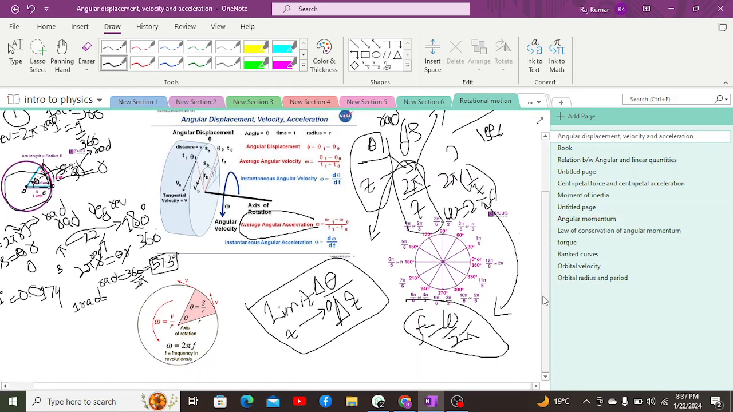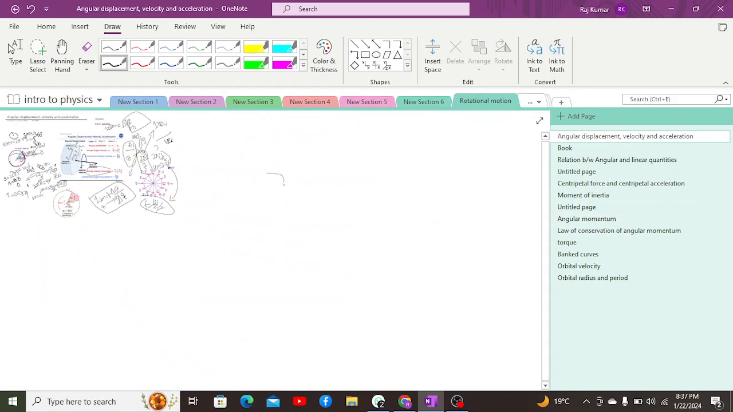Apart from that, its unit is again radian per second square. We can also express it as degree per second square, but most conveniently we utilize radian per second square. We can also utilize it as revolution per second square, but mostly we utilize it as radian per second square. So this is how we do it.